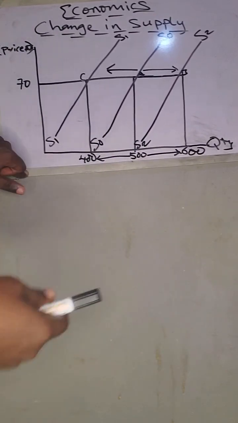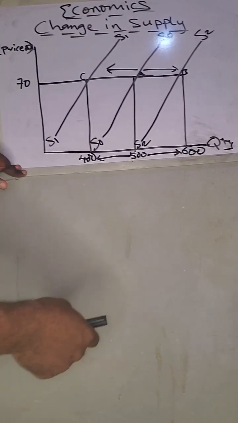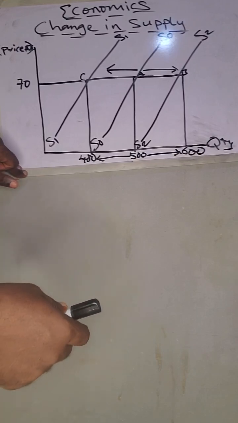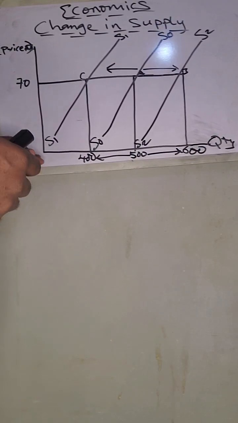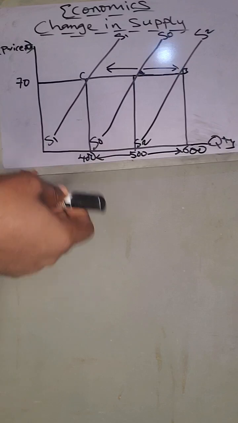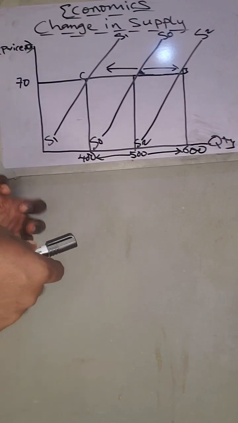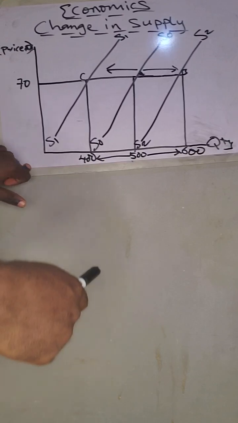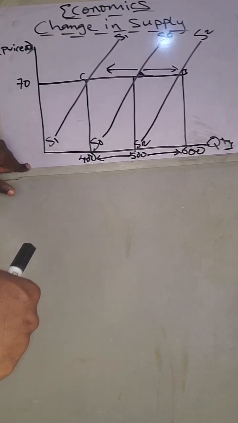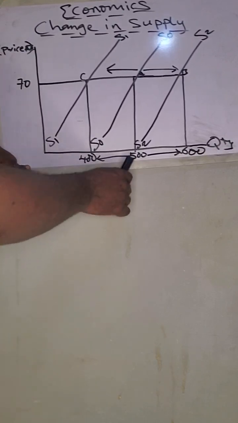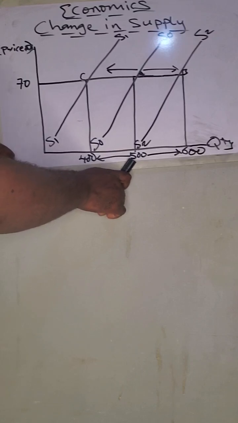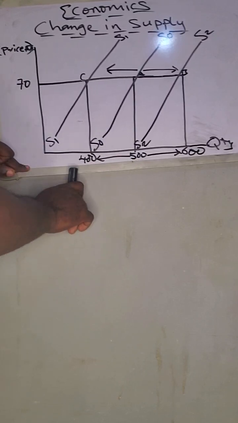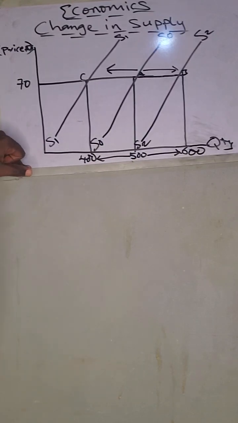But when there is a decrease in the number of sellers in the market, a producer or a manufacturer is likely to supply less because of the decrease in the number of sellers in the market. He will supply 500 units to 400 units.